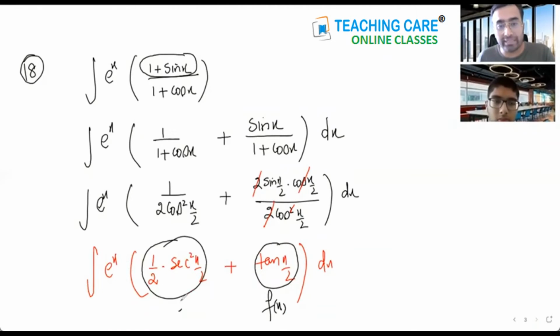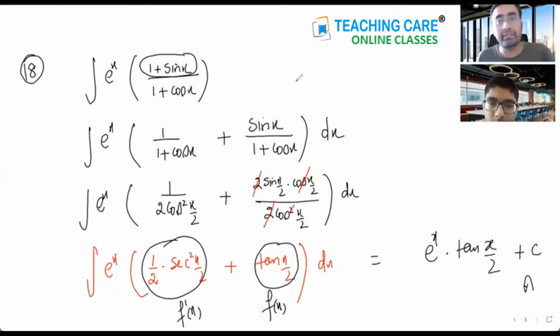So from here you can observe this is your f(x), and this is your f dash x. So the answer is going to be e raised to the power x times tan x by 2 plus c. This is the answer.